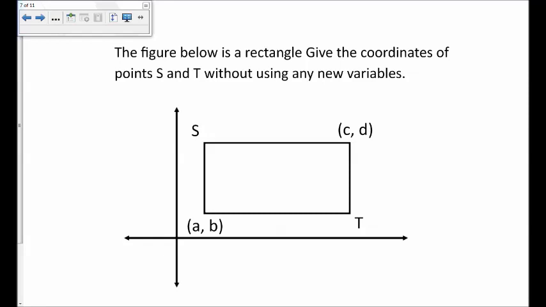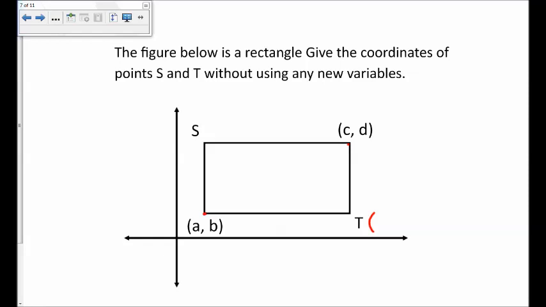The first kind of question we'll look at is where you're given a shape, like a quadrilateral, and you have to use the properties of that quadrilateral to define the coordinates of other points using no new variables. Okay, so for example, this is a rectangle, and you're given this coordinate to be (a, b), and this coordinate is (c, d). So the question we ask ourselves is, what is coordinate T?